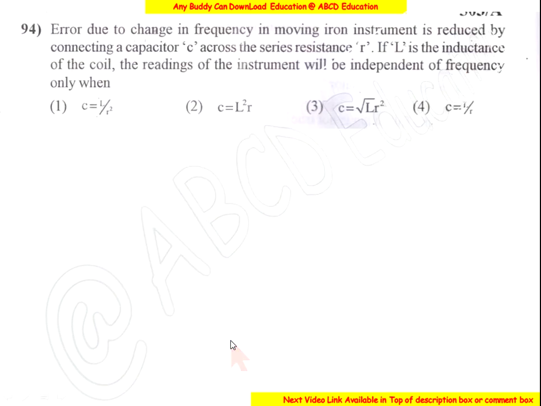Now come to question number 94. The error due to a change in frequency in a moving iron instrument is reduced by connecting a capacitor C across the series resistance R. If L is the inductance of the coil, the reading of the instrument will be independent of the frequency only when these are the options. Now come to the solution.